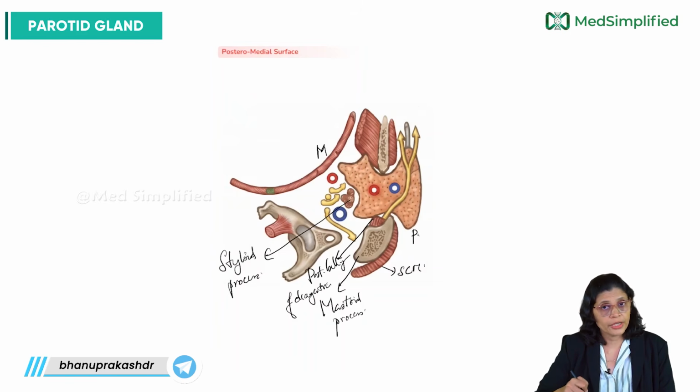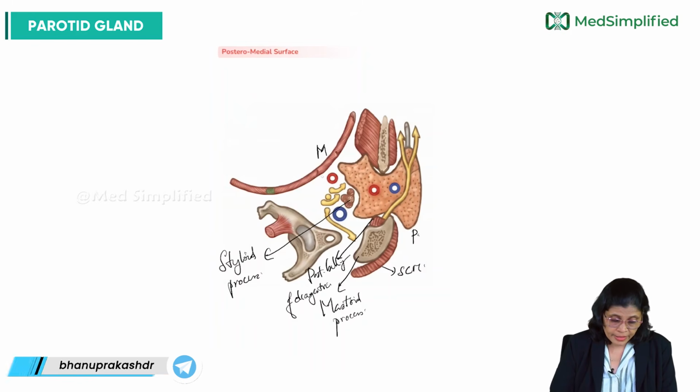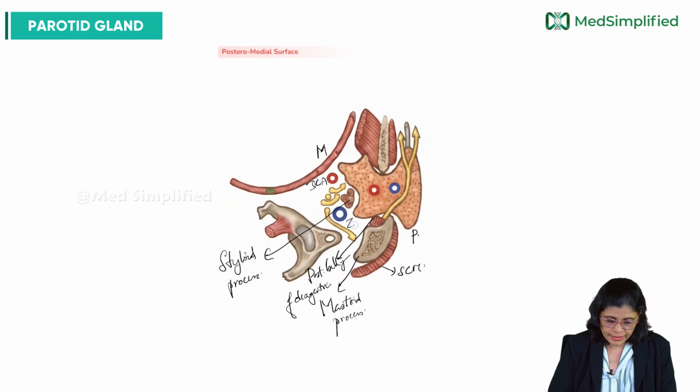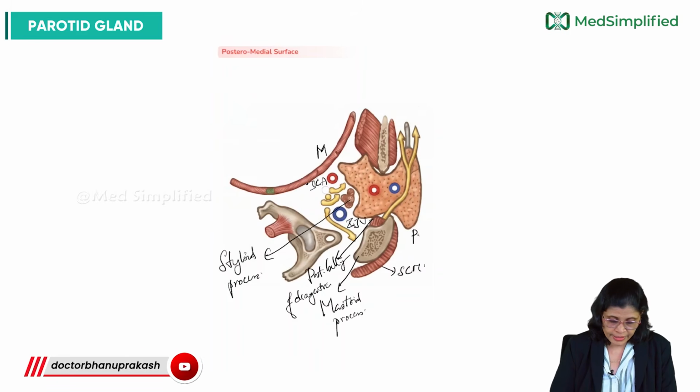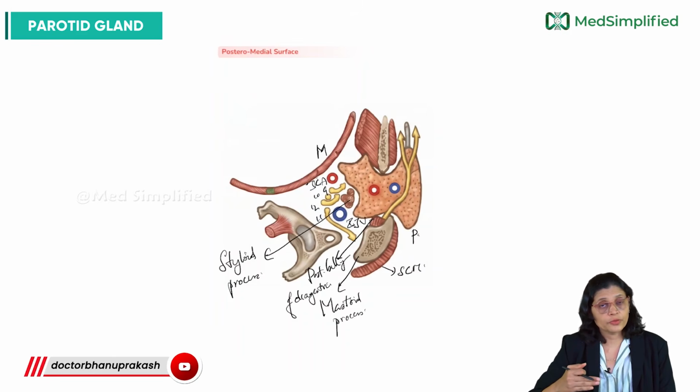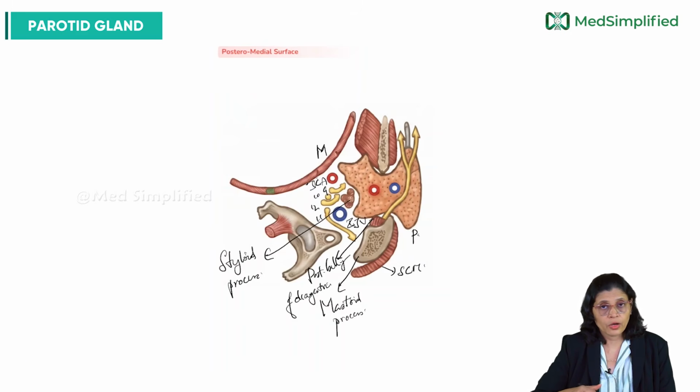the posteromedial surface. And we will also see the internal carotid artery as well as the internal jugular vein, and the last four cranial nerves, that is the 9th, 10th, 11th and 12th cranial nerves. So all of these form the relations of the posteromedial surface.